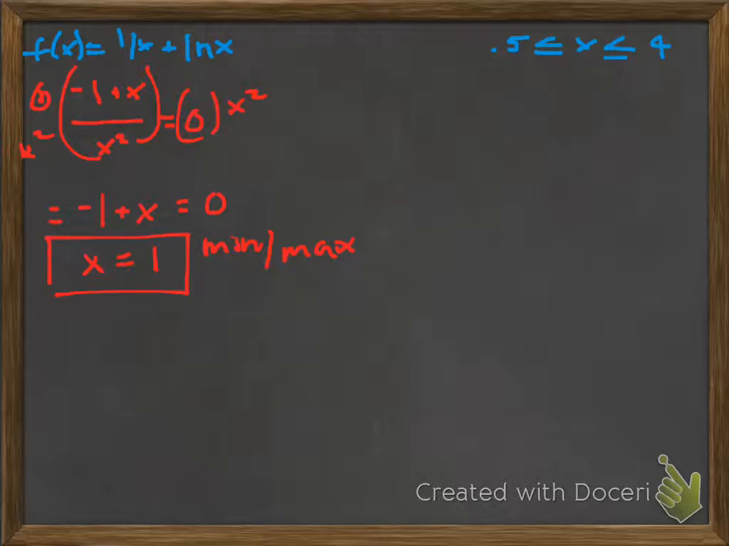Now the second part to the second step would be to find where the derivative is undefined. And for our problem here, the derivative is undefined at x equals 0, because we would get a 0 in the denominator. But because our domain is from 0.5 to 4, we don't need to worry about that 0, and so we're just going to focus on x equals 1.